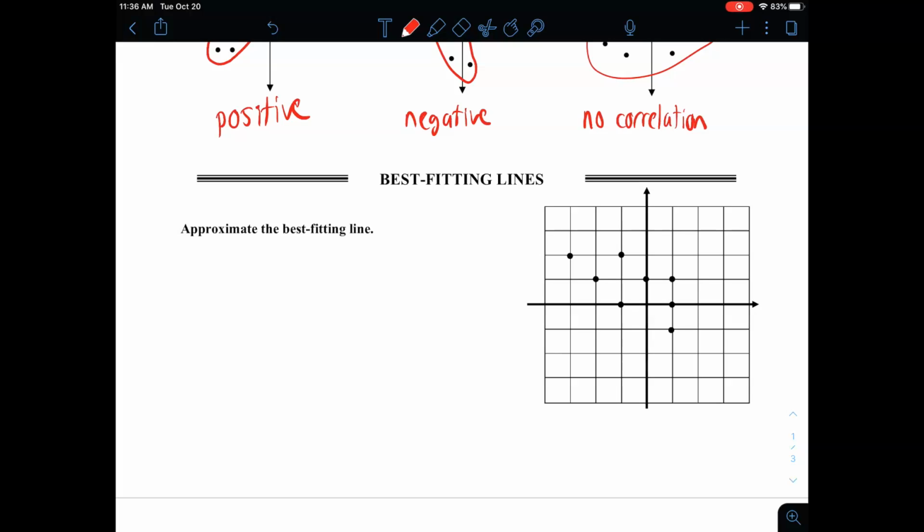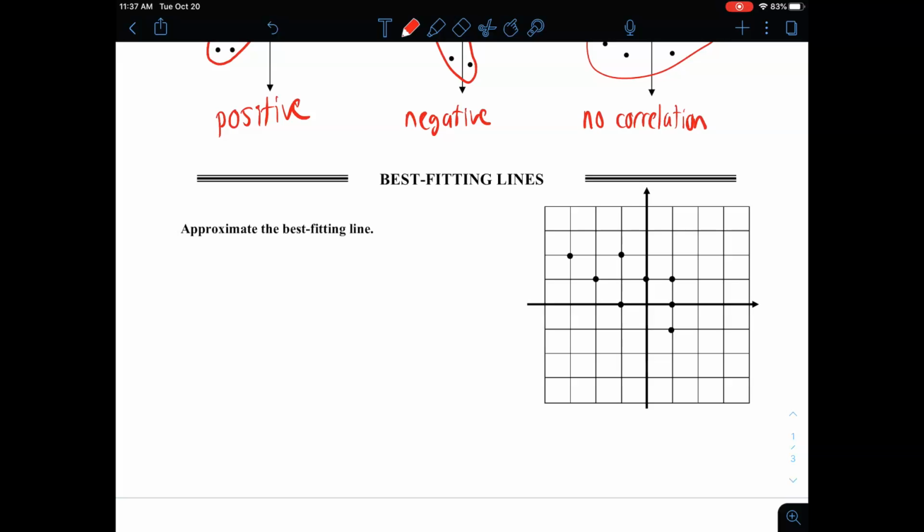So anyways, we have these data points here. There's kind of a negative correlation here. Let me draw that again. Pretty skinny. Kind of a weak negative correlation, but what we're going to do is approximate a line that goes through the center of the data as best we can. It's approximate. It's not perfect, but you want to have the same amount of data above and below the line.